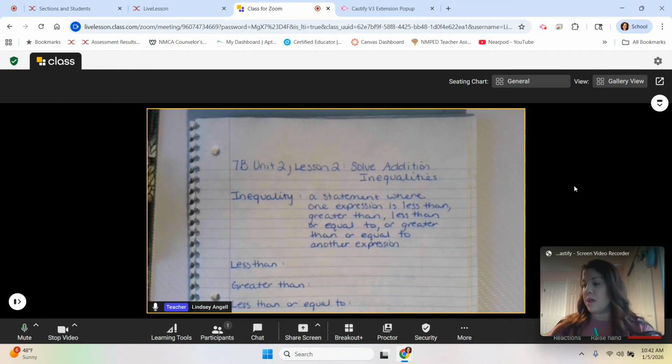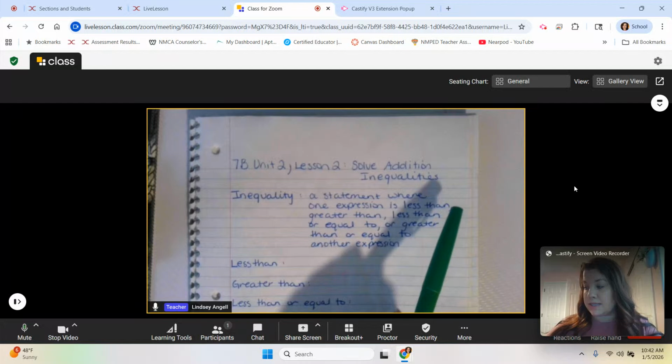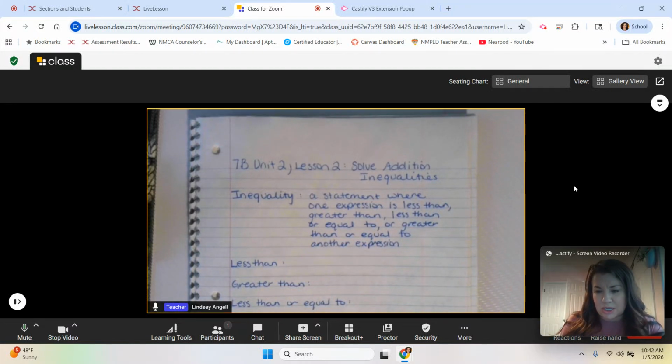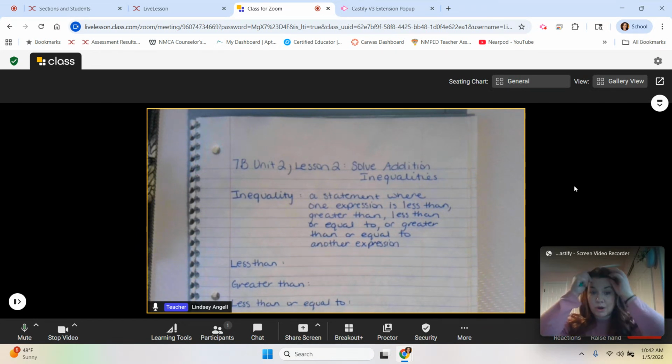All right, so first we're going to focus on solving addition inequalities. And really there's some subtraction in there too. I don't really know why they say just addition inequalities, but anyway, I didn't write that lesson. So the definition of an inequality is a statement where one expression is less than, greater than, less than or equal to, or greater than or equal to another expression. We'll do examples, so if you're lost already, don't worry about it. We're going to get there together.